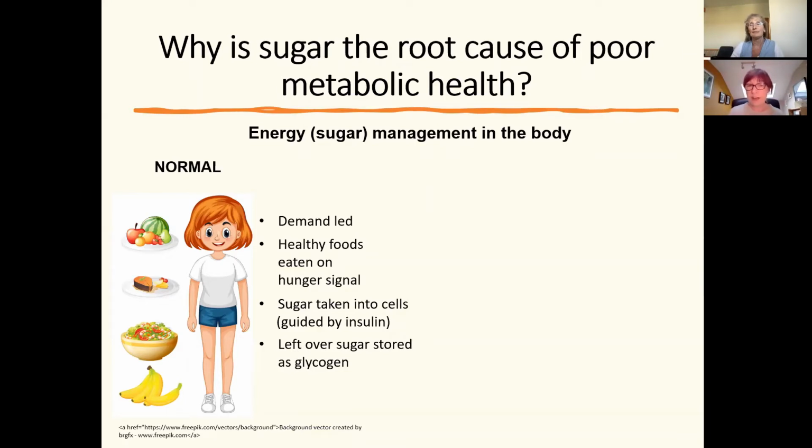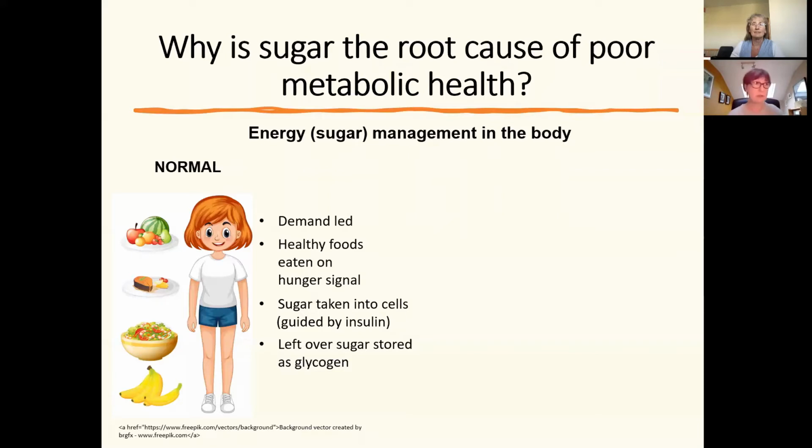Once the cells have had their fill of sugar and they've had as much as they need, then any leftover sugar that's still in the blood is going to be stored as a molecule called glycogen. It's just when sugar molecules get stuck back together again into a bigger molecule. And the glycogen is stored in the liver and in the muscles. That's a bit of a rapid response unit if you suddenly needed a burst of energy.